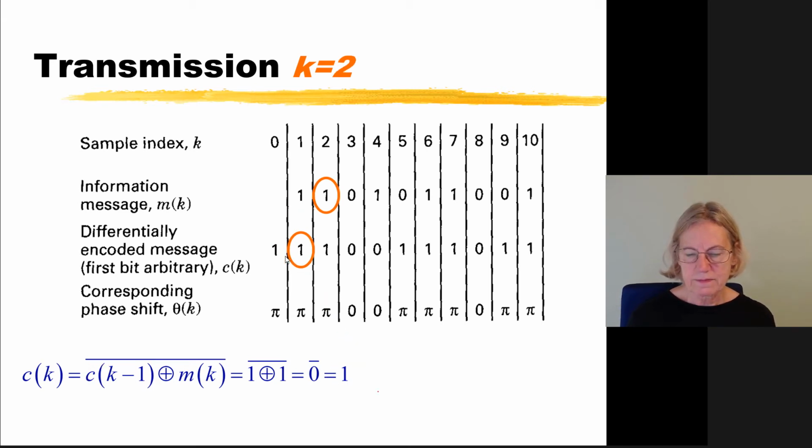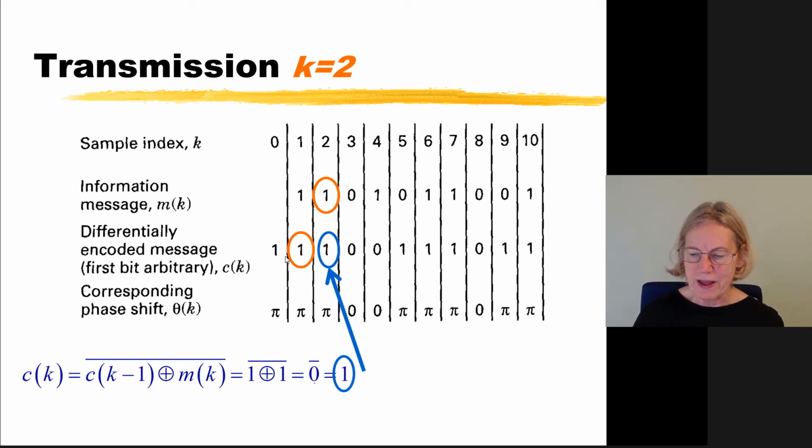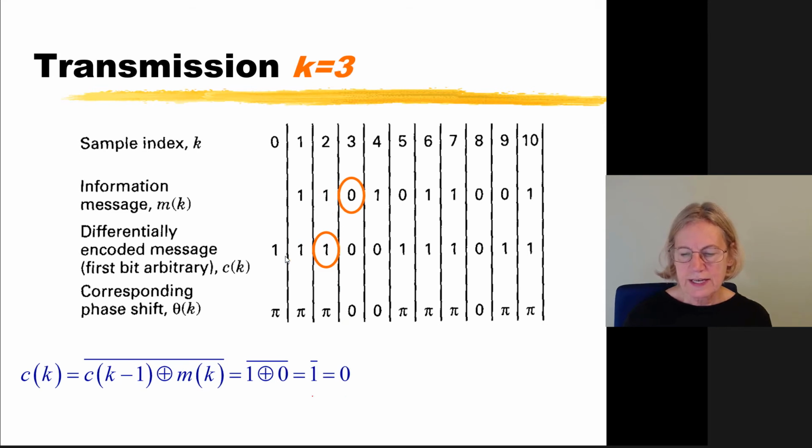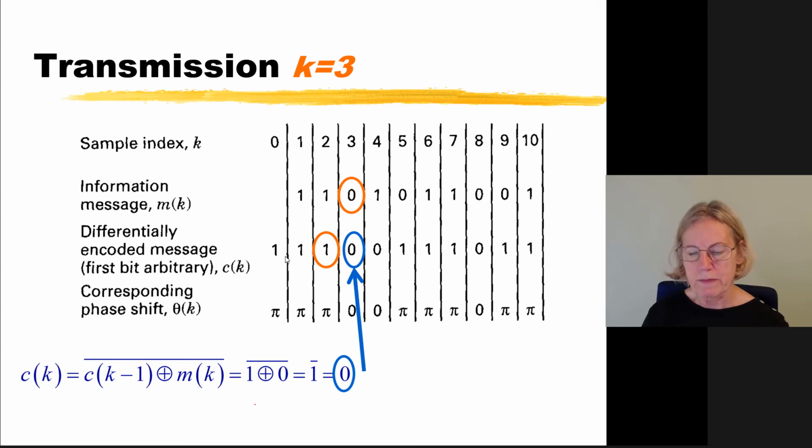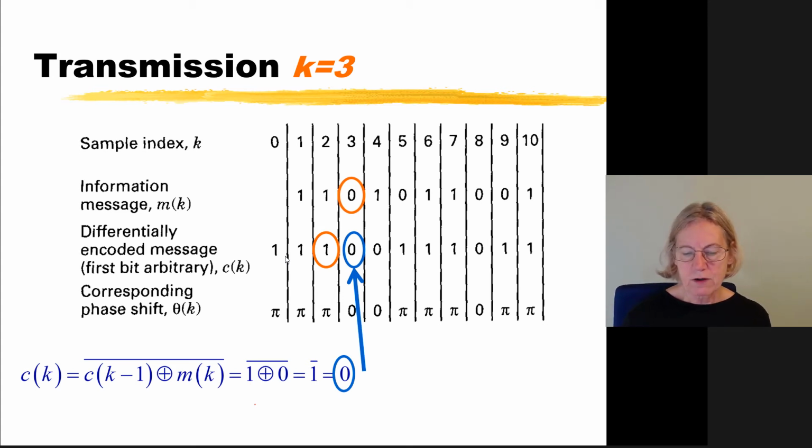This is used to start the next cycle. Again, 1 exclusive OR 1, complement gives me 1. That's what I put in as my code at time 2. Now at time 3, I have a 0 as my data, and the previous coded bit was 1. Now I have 1 exclusive OR 0 gives me a 1, and the complement gives me 0. So this becomes the new pre-coded bit for time 3. And that goes on in that fashion.